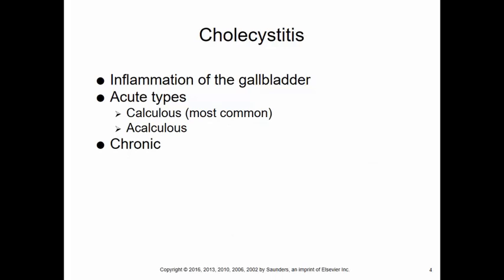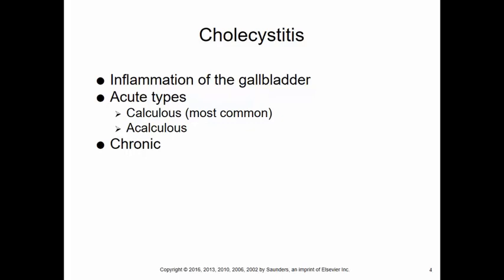So cholecystitis is inflammation of the gallbladder. It affects a lot of people, mostly in affluent countries. Table 59-1 in your IGI 8th edition is on page 1215, and that is risk factors for cholecystitis. So that's a good one. Acute cholecystitis is more common than chronic cholecystitis. Sorry, I keep saying cystitis, and that's bladder. Acute cholecystitis is more common than chronic cholecystitis.